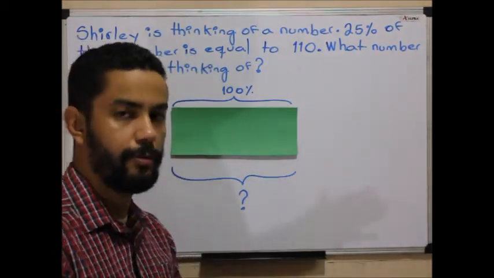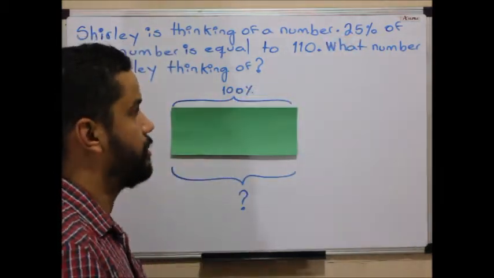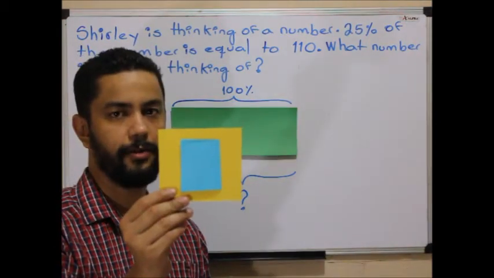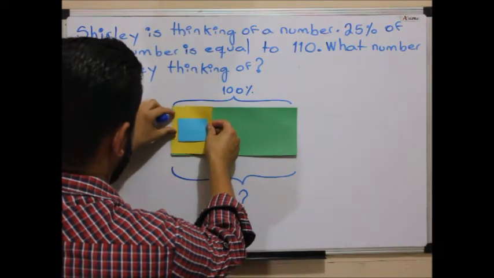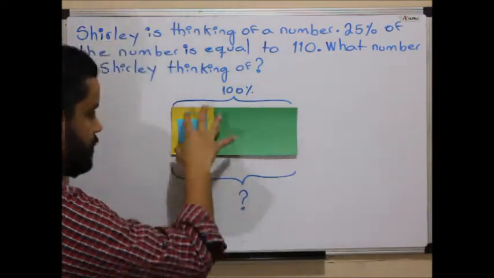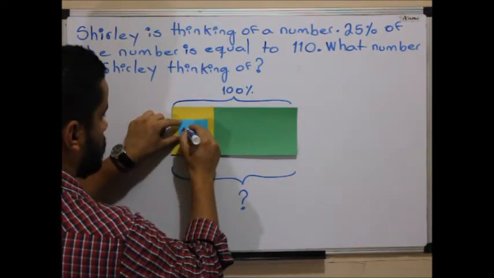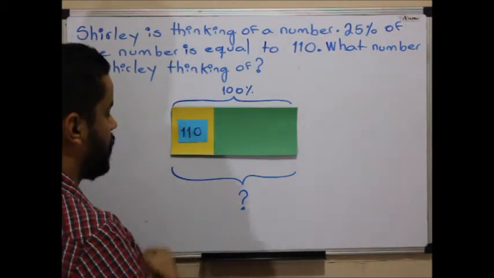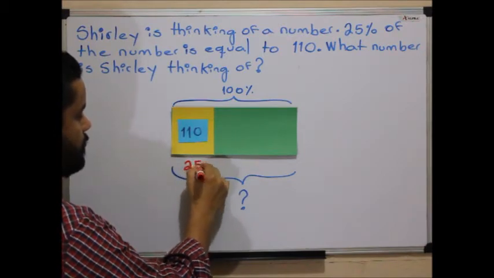Now, we're going to represent on this model this 25%. So, we're going to have this small piece here. We're going to use this small part here, and we're going to say that this yellow part is 110, that represents 25%.